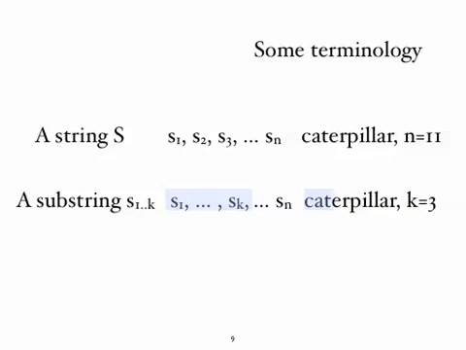A substring of string S can be written S1 ... Sk. This is a substring that starts at the first character of the string S1 and goes through until Sk. k is the length of the substring. So the length of the substring cat in caterpillar is 3. That is, S1 ... 3 is the substring cat in caterpillar.